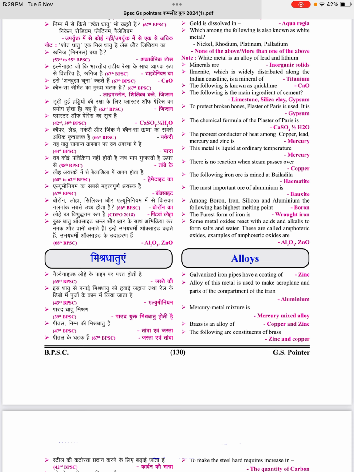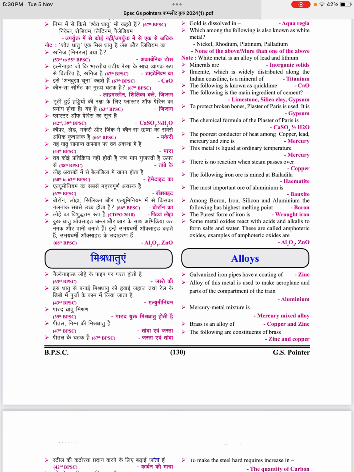The poorest conductor of heat among copper, lead, mercury and zinc is mercury. This metal is liquid at ordinary temperature: mercury. There is no reaction when steam passes over copper. The following iron ore is mined at Bailadila mine: hematite. The most important ore of aluminium is bauxite. Among boron, iron, silicon and aluminium, the following has the highest melting point: boron. The purest form of iron is wrought iron.